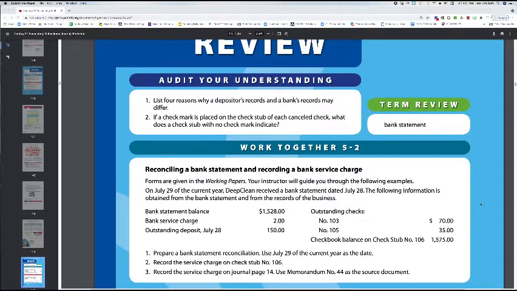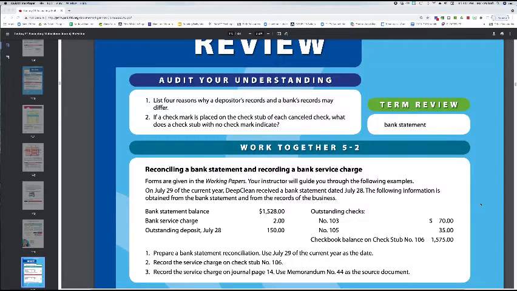So the instructions say, forms are given in the working papers. Your instructor will guide you through the following examples. On July 29th of the current year, Deep Clean received a bank statement dated July 28th. The following information is obtained from the bank statement and from the records of the business.